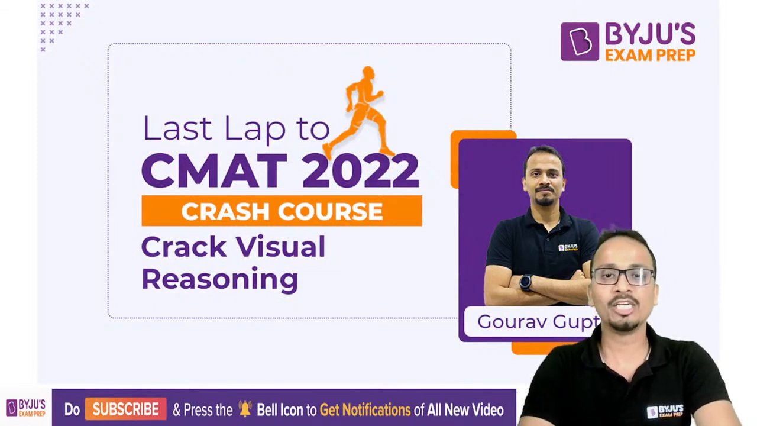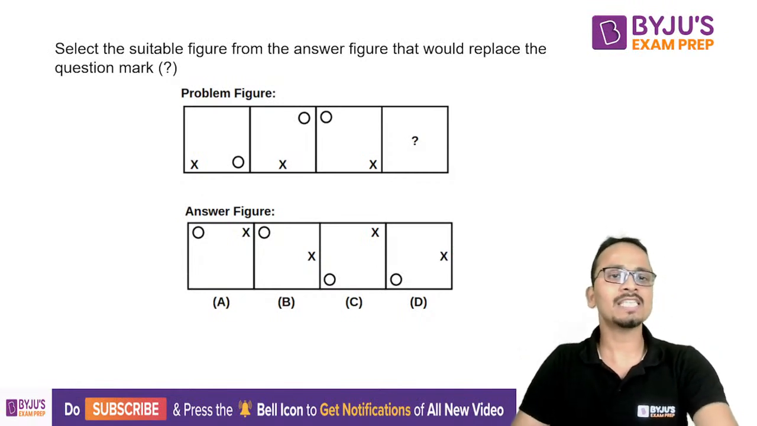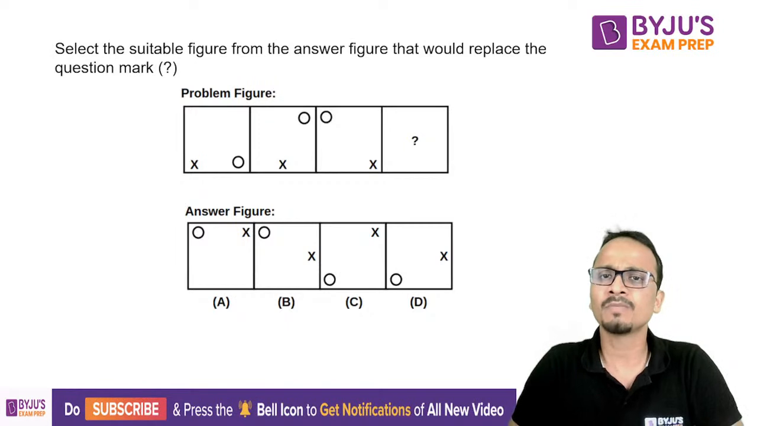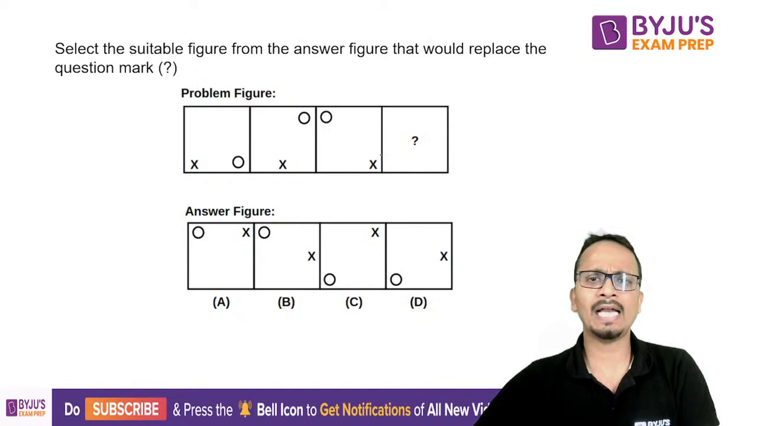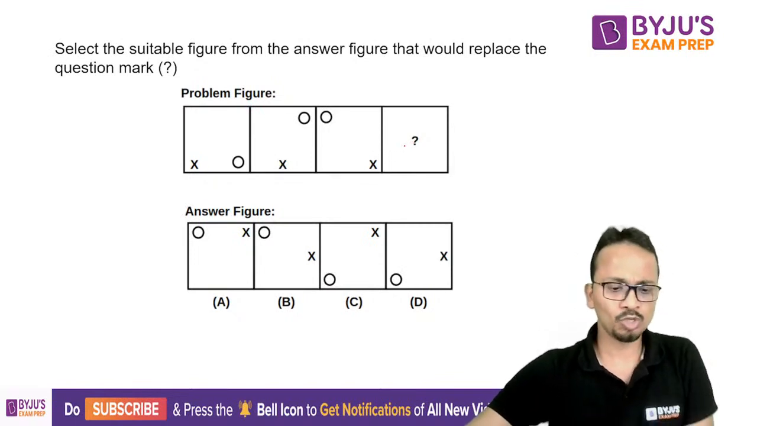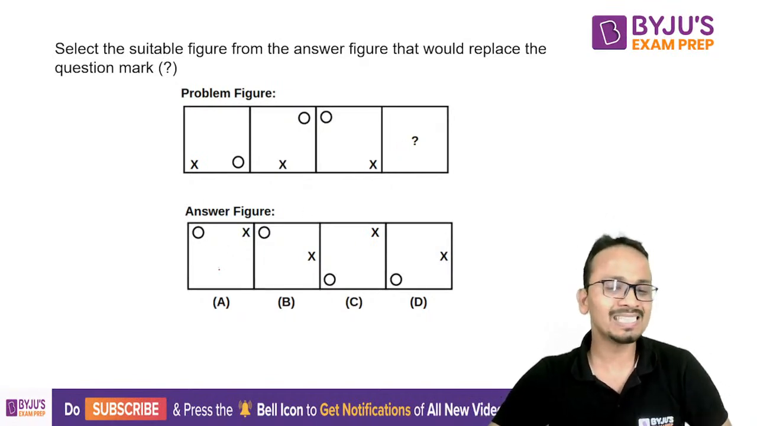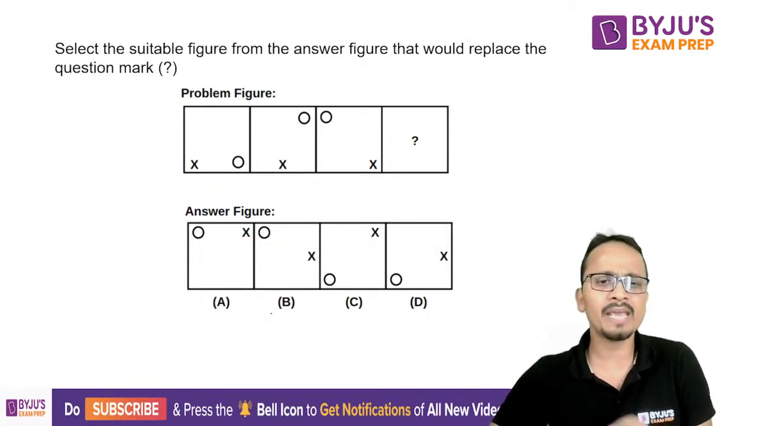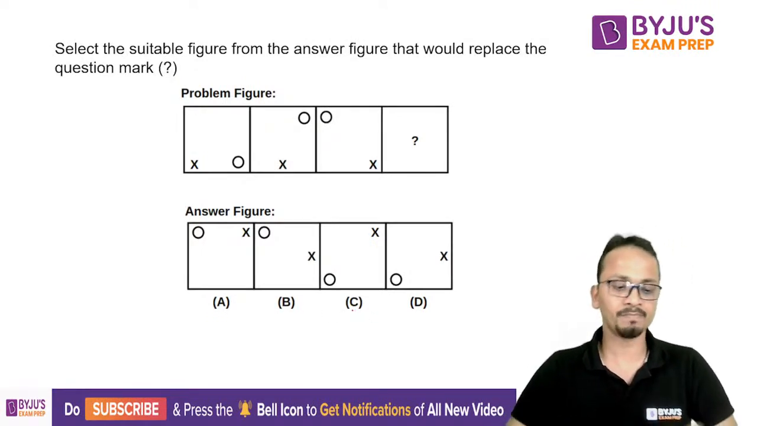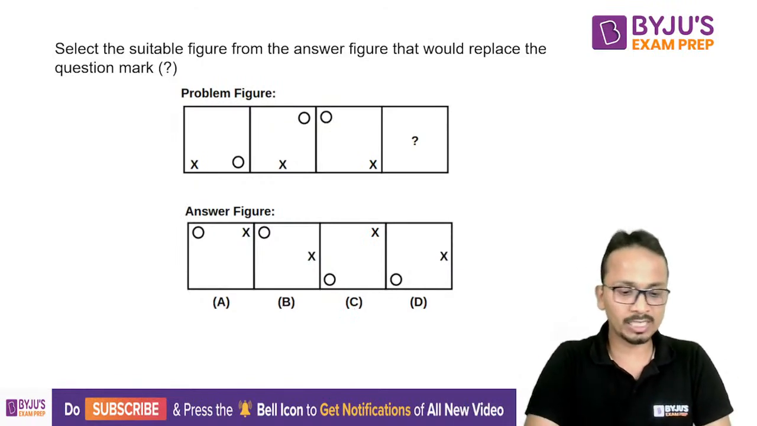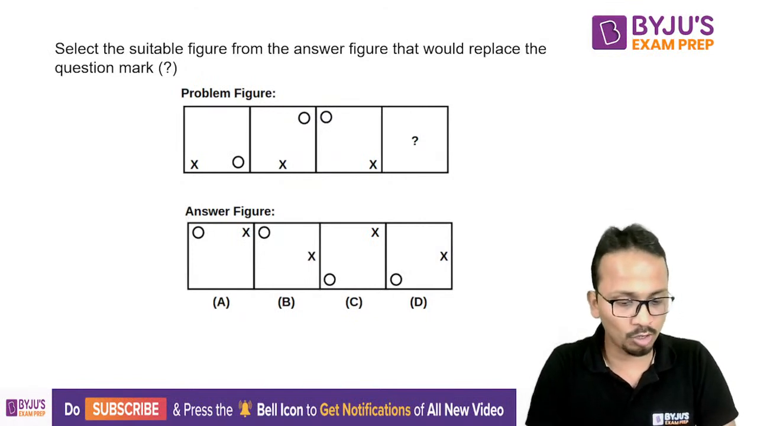All right, friends, this is the first question on your screen. Quickly solve it. The question says: select the suitable figure from the answer figures that would replace the question mark. You can see three figures in the problem figure, and there is a question mark on the fourth figure. You just have to find out which of the answer figures, A, B, C, and D, will replace the question mark here. So quickly write your answer in the chat box. Yes, I can see the responses from all of you.